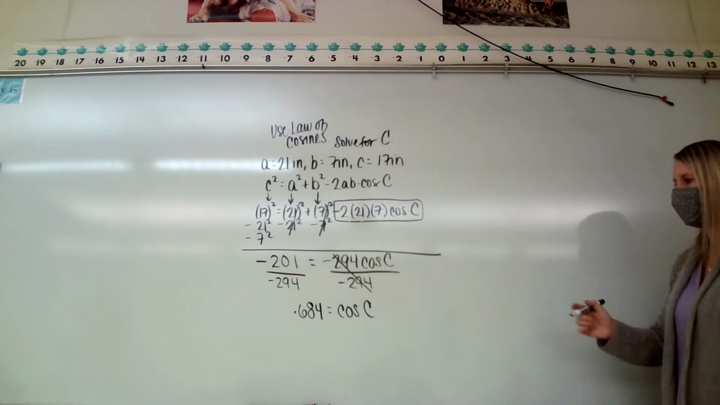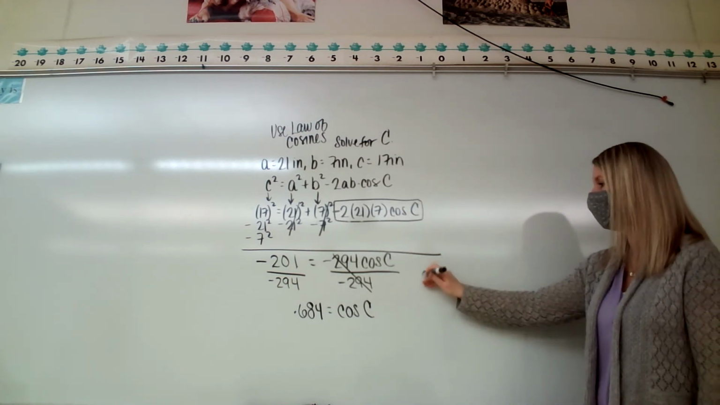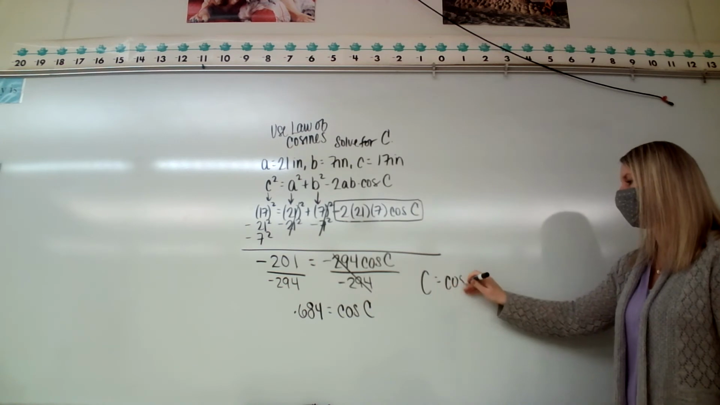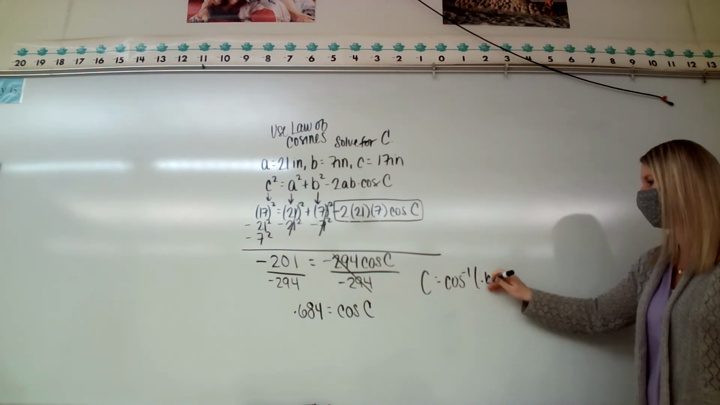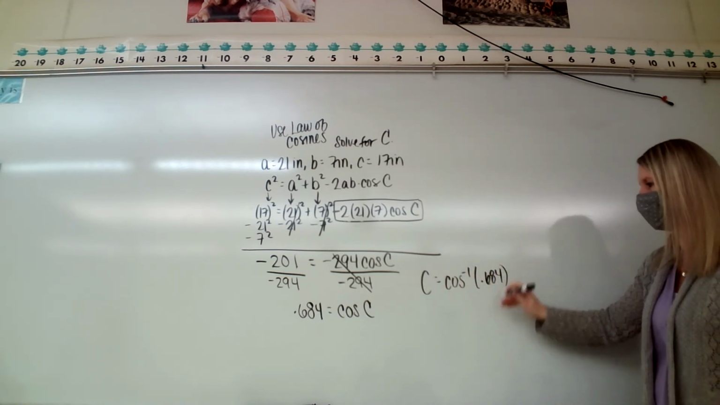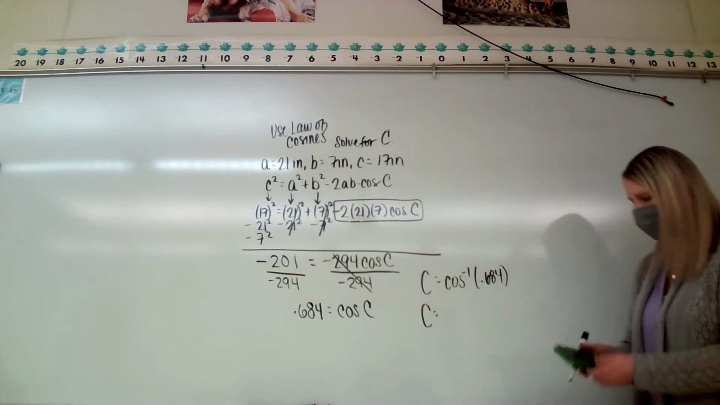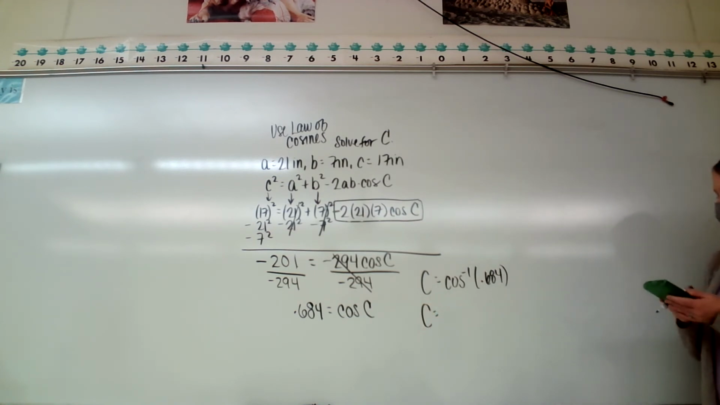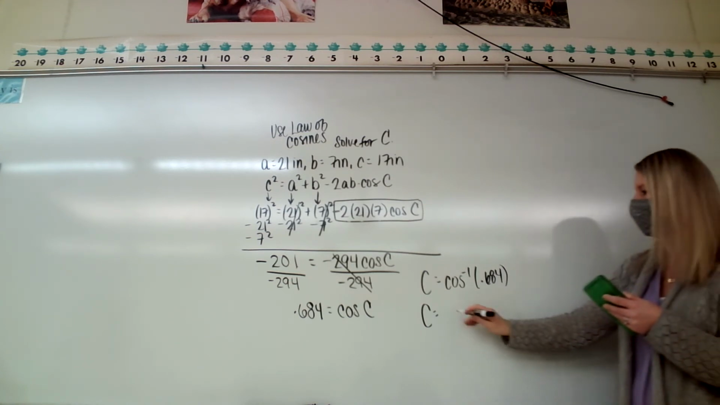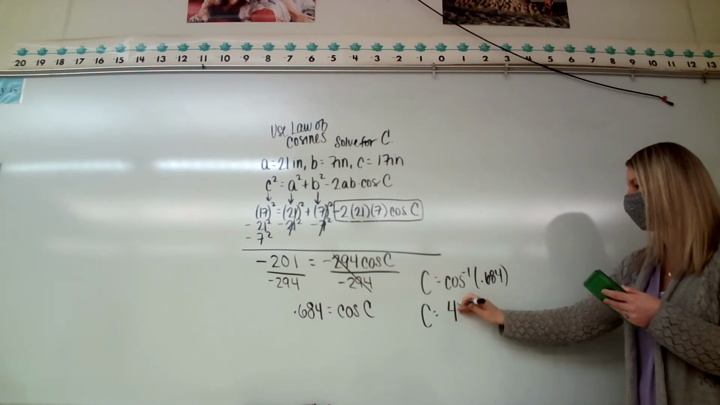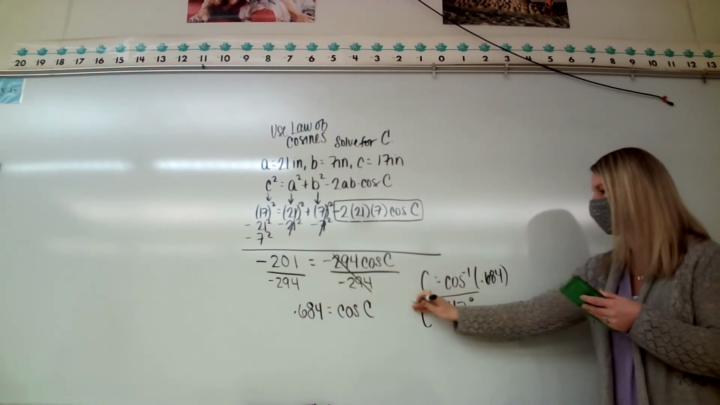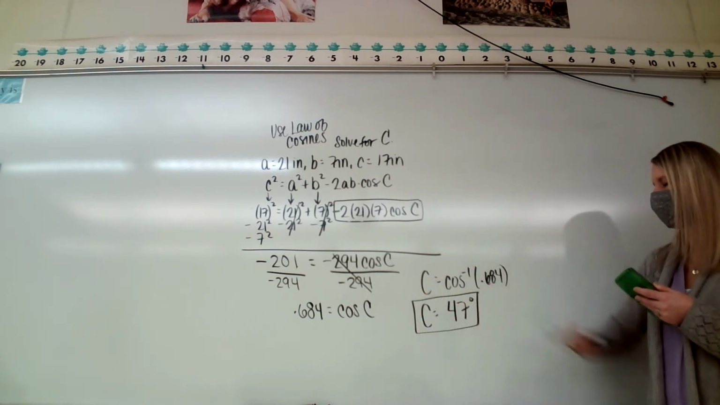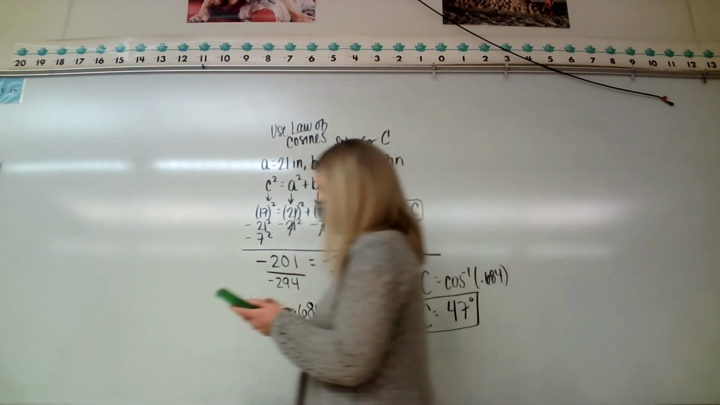And then my last step, since I want to find an angle, I do the inverse cosine of 0.684. Remember, 0.684 isn't my angle. That would be way too small. The inverse cosine of 0.684 is like 46.8. I'm feeling just like whole numbers, so I'm just going to say 47 degrees. And that, my friends, would be your answer.